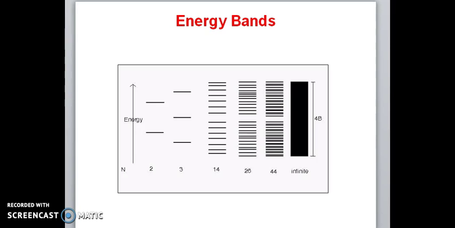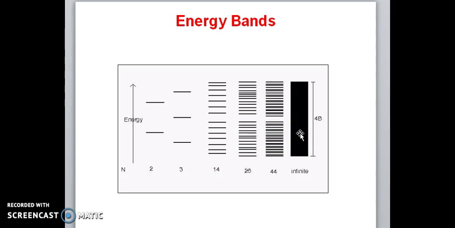So these properties are because of quantum confinement. To recall, this is the energy level of a material, and what happens when you have only 2 atoms: there are 2 distinct levels, then 3 distinct levels, 14 if you say there are 14 degenerations, and so on, and when we have infinite atoms we have a continuous band. This is how we define the band theory.